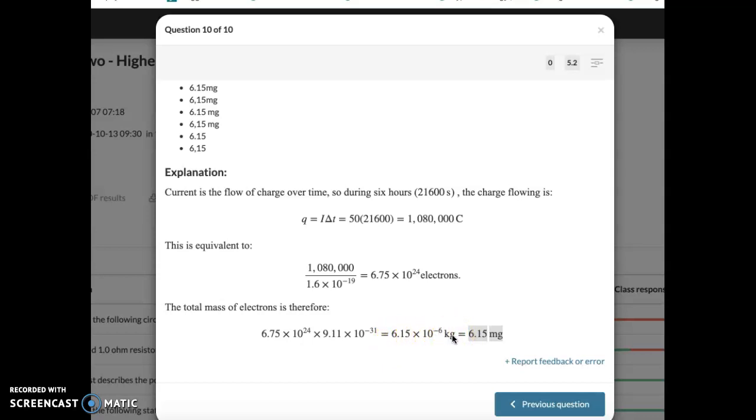And then you would convert that by dividing by 1 times 10 to the minus 3. Whenever you need to change into a funny unit, you just divide by it. So 6.15 times 10 to the minus 3 divided by 1 times 10 to the minus 3 would give you 6.15 milligrams. I hope that made sense.